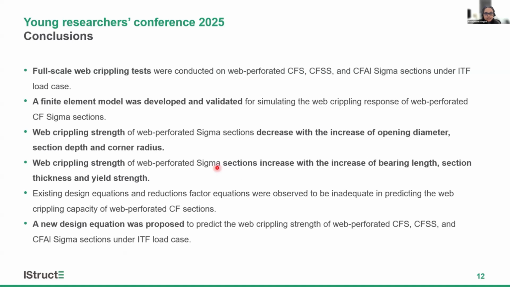So this was the first study conducted on the web crippling strength of cold form steel, cold form stainless steel, and cold form aluminum sigma sections. So basically the first experimental study in this area. Based on the results of the combined experimental and numerical investigations, we were able to develop a new design equation, and hopefully with the validation of more research data, we'll be able to include these in the upcoming design guidelines.